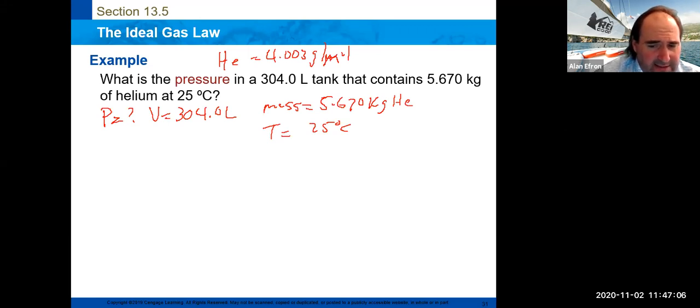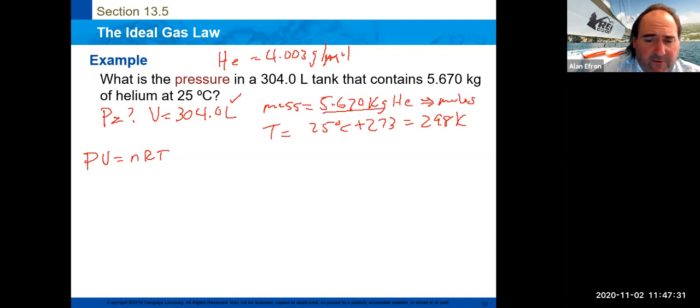We do have mass, and from mass, we can get to moles. So really, we do have P, V, n, and T, and we always have R. So again, this is going to be our PV equals nRT. We do have some conversions to do here. Our volume's okay. Our temperature, we do need to convert to Kelvin, so we're going to add 273 to that. It's going to give us 298.